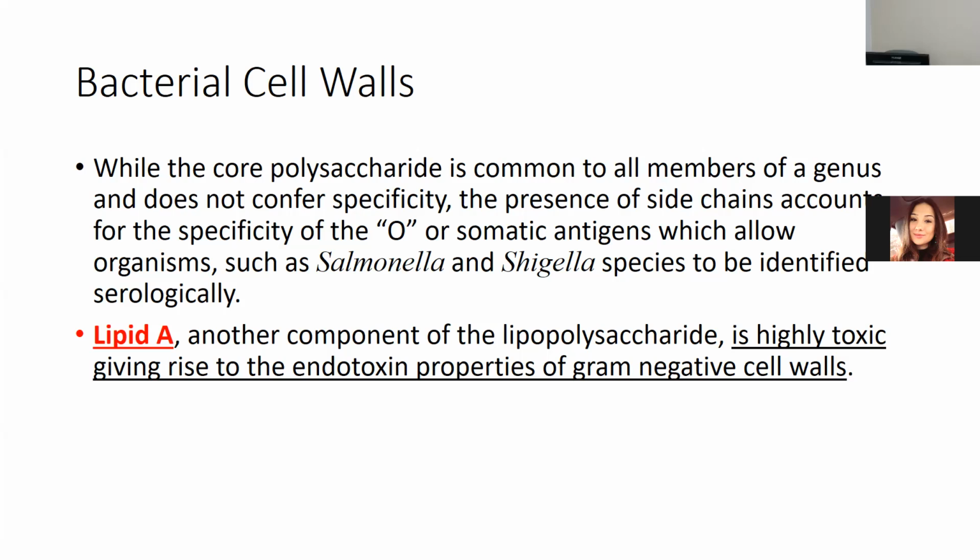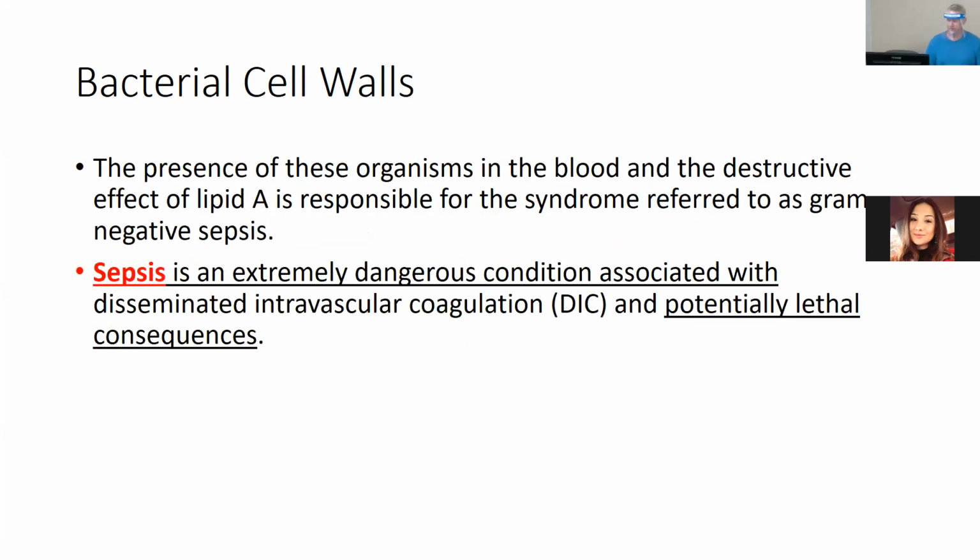Lipid A is another component of the lipopolysaccharide in the cell wall. It's highly toxic. So if a bacterium possesses lipid A, it can give rise to an endotoxin, because this is on the gram-negative cell wall. This lipid A can then turn into something that causes sepsis. And sepsis is a condition.